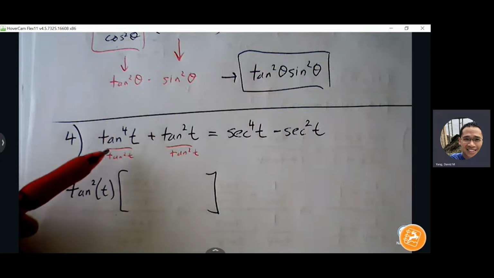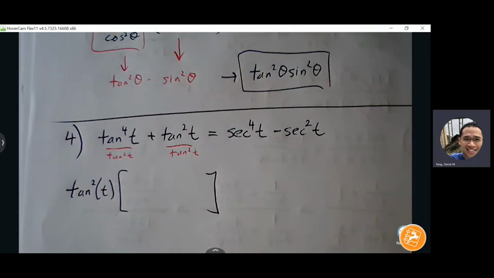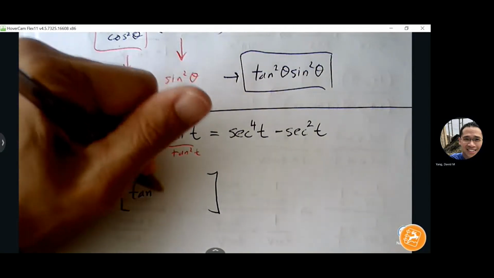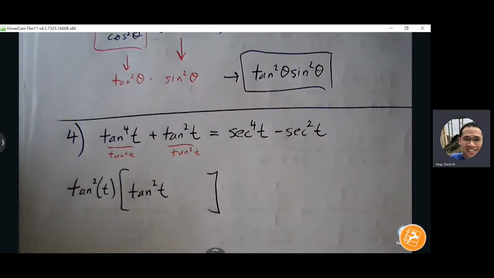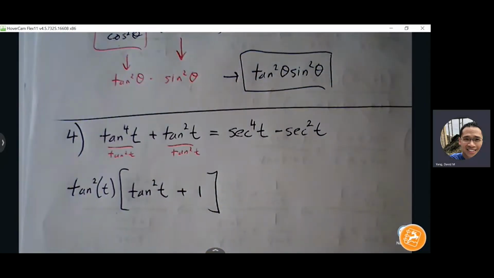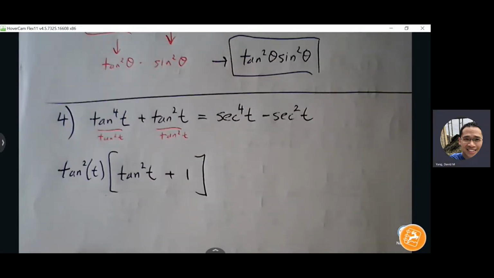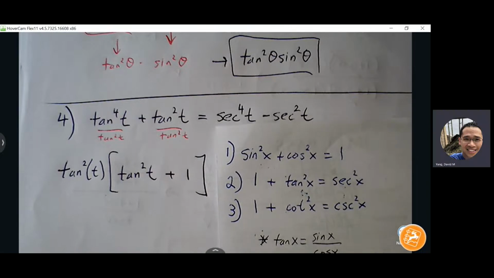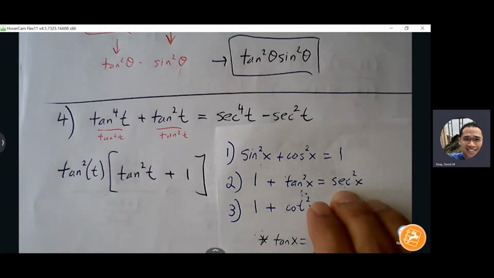So what's tan to the 4th divided by tan squared? Just what? Tangent squared. What's tan squared divided by tan squared? All right. Anything nice about this? Tan squared plus 1, right? What's tan squared plus 1? Secant squared. Yeah.